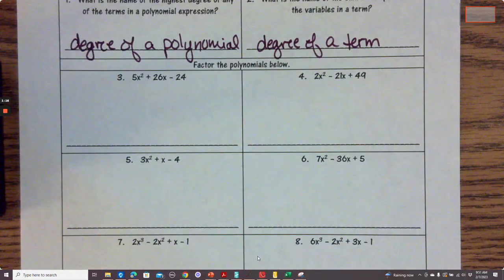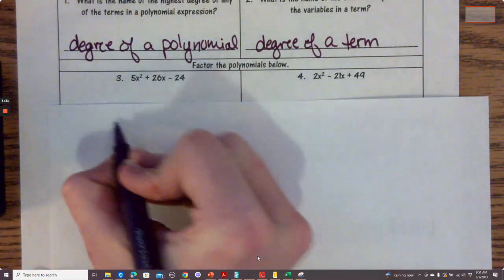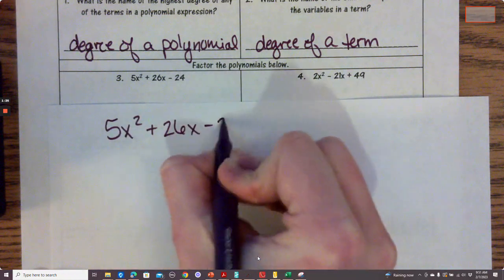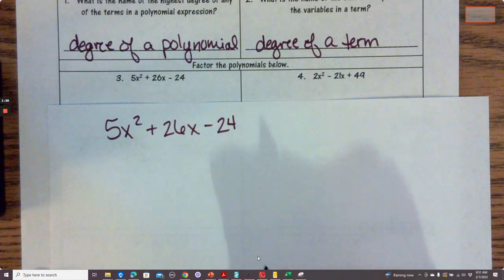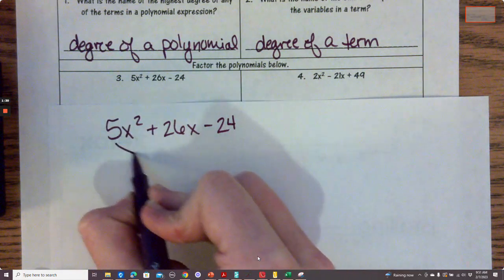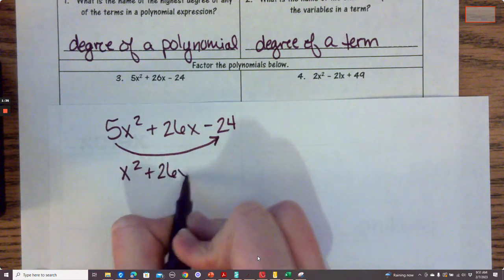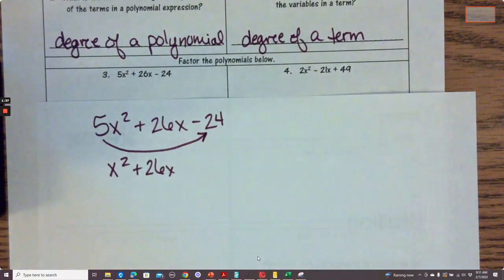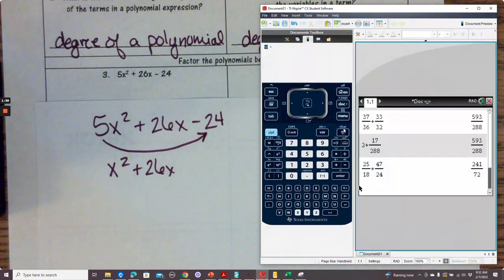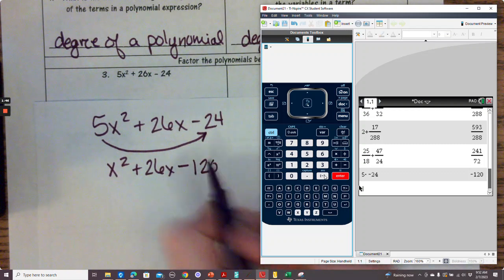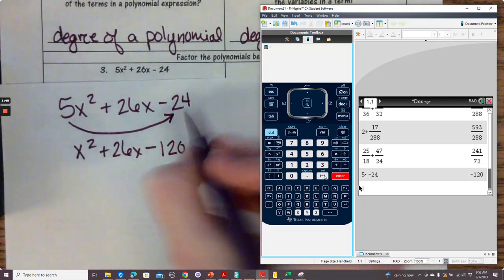Okay, so back to slip and slide. If there is a number in front of the x, I need to slip it to the end so I can factor it. So I'd have x squared plus 26x, and then I would do 5 times negative 24. 5 times negative 24 gives me negative 120. Okay, then I factor 120.